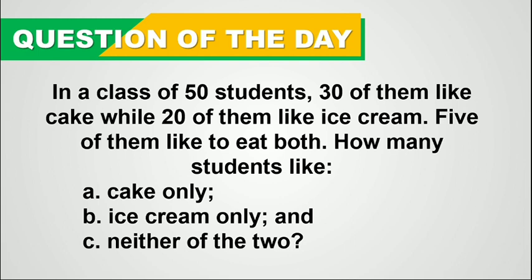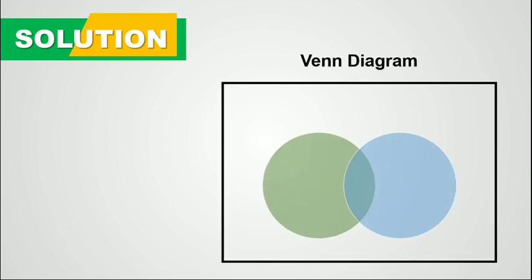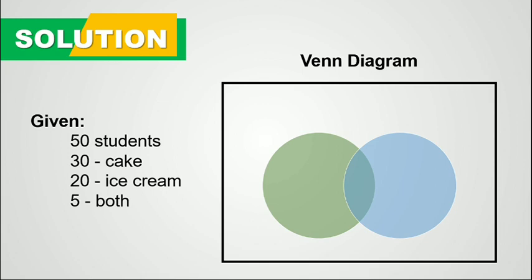So in order for us to answer this particular question correctly, we will be using the Venn diagram in solving the problem. So this is the Venn diagram. This diagram was proposed by John Venn. So let's take note of the given values first. So we have 50 students. 30 of them like cake, 20 of them like ice cream, and 5 of them like both.